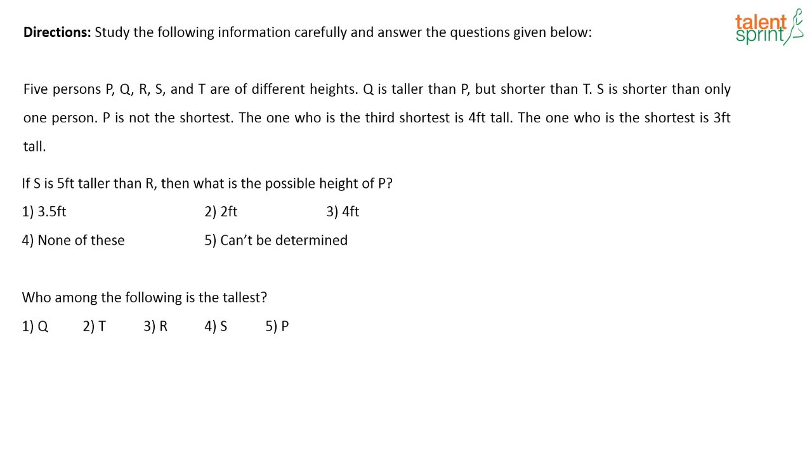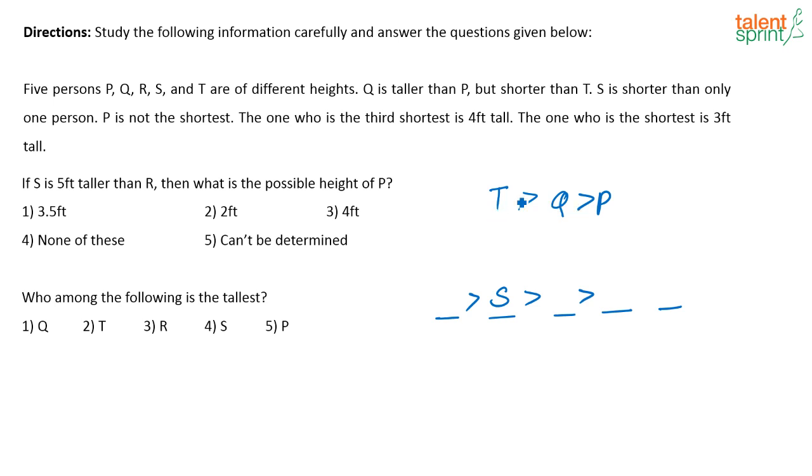So let's write down what information is given here. There are 5 people P, Q, R, S, T of different heights. Q is taller than P but shorter than T. So Q is shorter than T. S is shorter than only one person. So how many people are there? 1, 2, 3, 4, 5 people are there. S is shorter than only one person means S will be here. Correct? S is shorter than only one person and P is not the shortest.